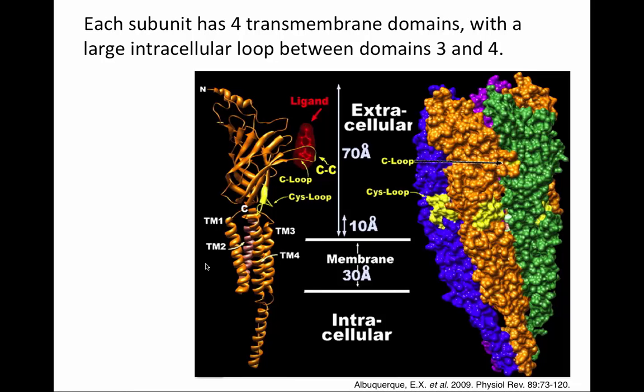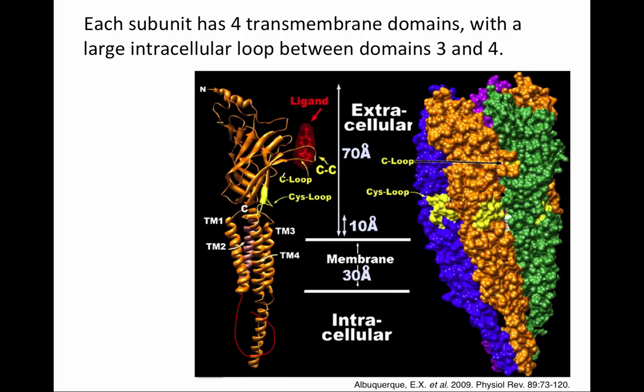Each subunit is composed of 4 transmembrane domains with a large intracellular loop between domains 3 and 4 here. This intracellular loop from the different subunits form the tapered intracellular tail of the receptor. Agonists bind to the large extracellular domain at the interface between the 2 subunits and cause the channel to open due to a conformational change in the receptor that opens the pore.